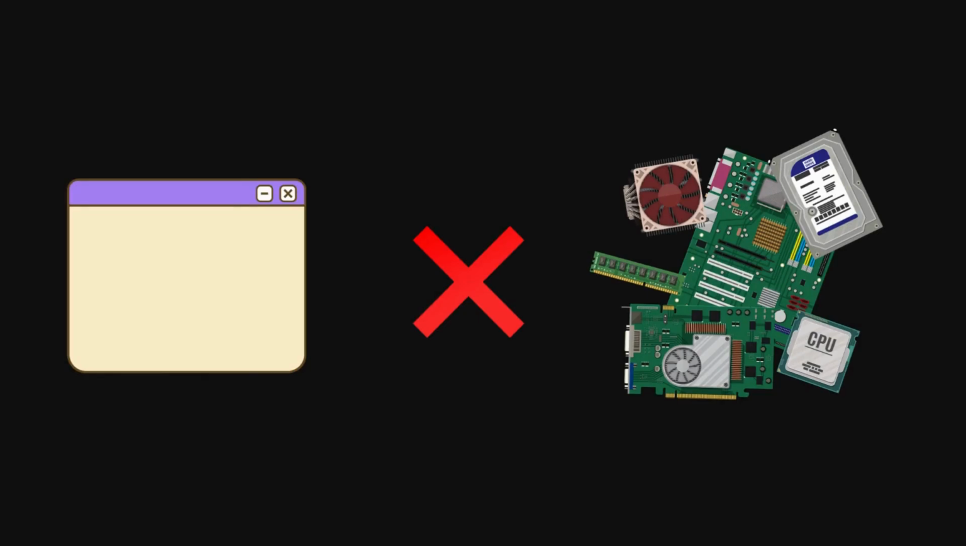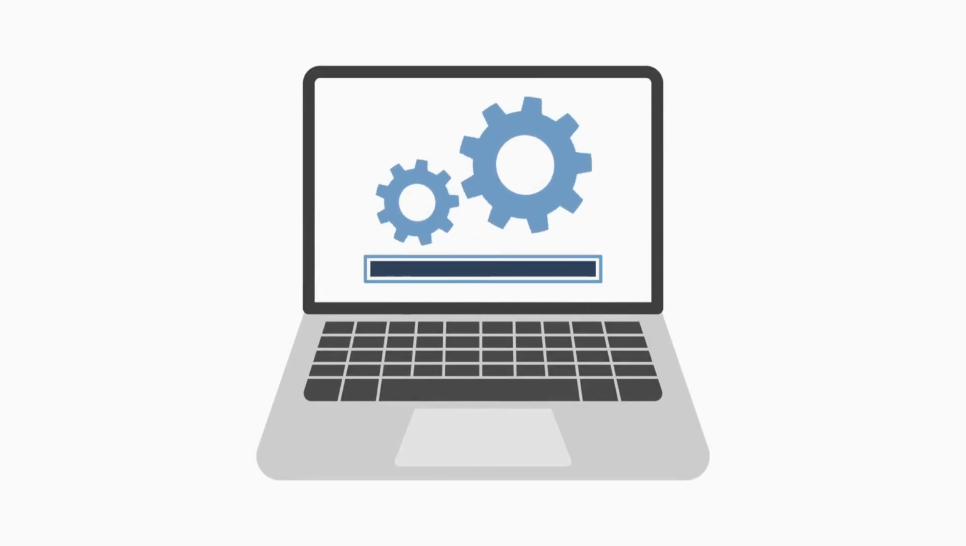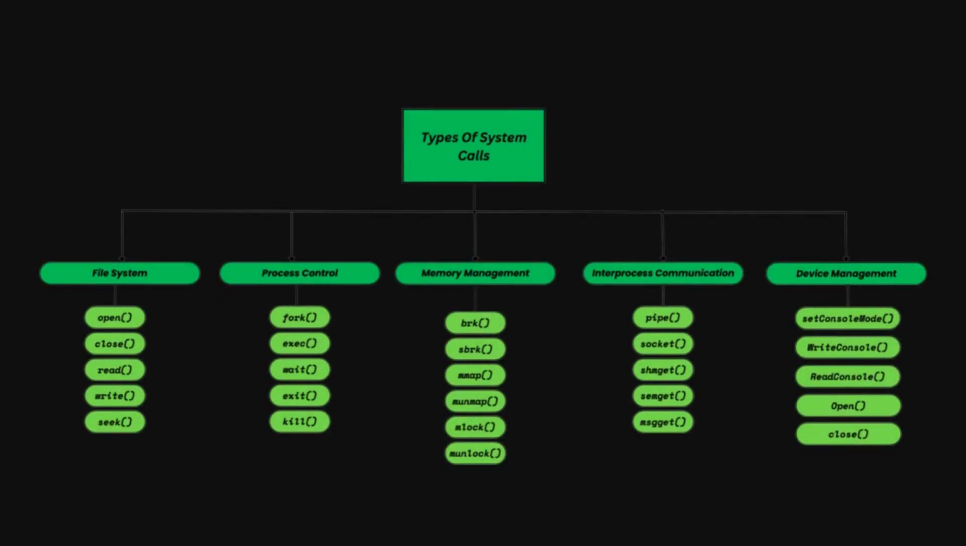Applications are not allowed to directly access most hardware for safety and stability reasons. Instead, they make a system call, which switches the CPU to kernel mode, where the OS has full privilege. The OS then performs the requested action like reading a file, creating a process, or allocating memory, and then returns the result. Examples of some system calls are read, write, fork, exec, etc.